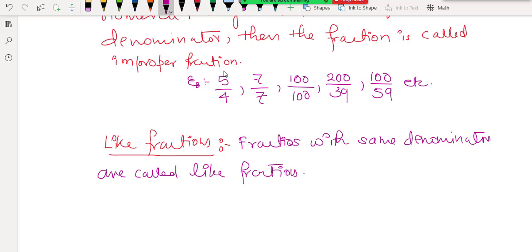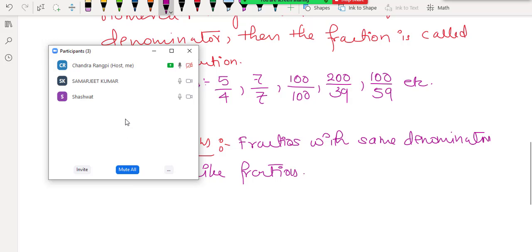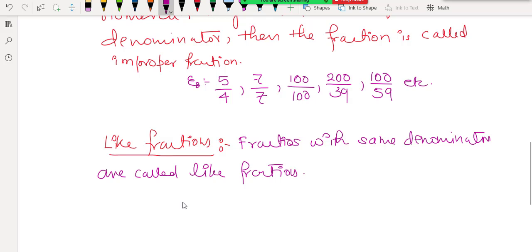Can you tell me three examples of like fractions? Only three examples I need. 2 by 5, 3 by 5, 1 by 5, 9 by 5. Okay, that's enough. I only need three like fractions. So that is what is called like fractions.